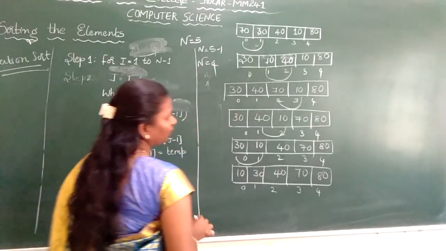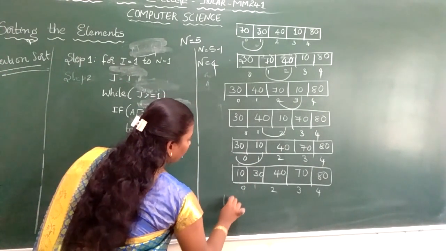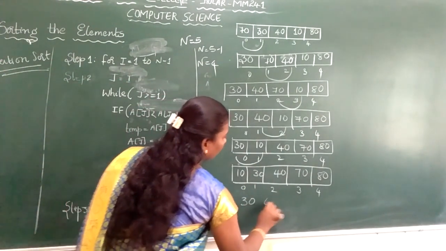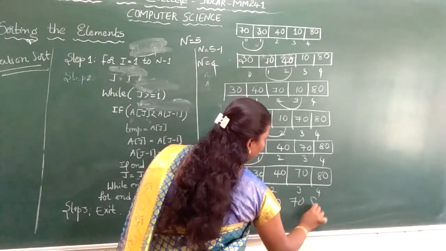Finally we have a sorted array. So what is your sorted array? Your sorted array is 10, 30, 40, 70, 80.